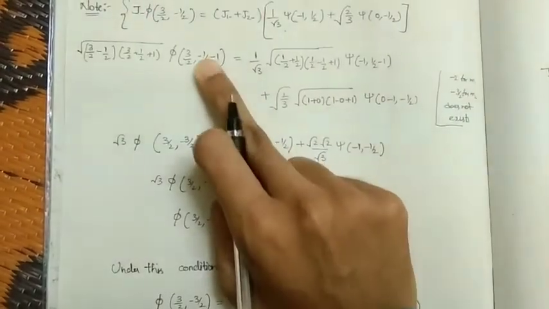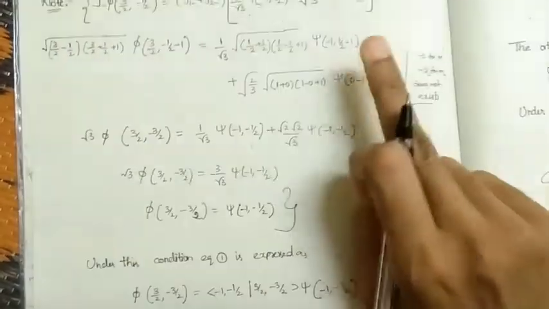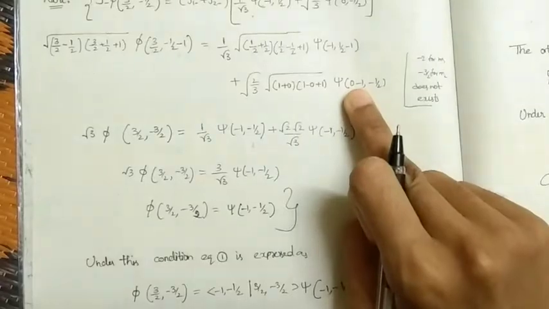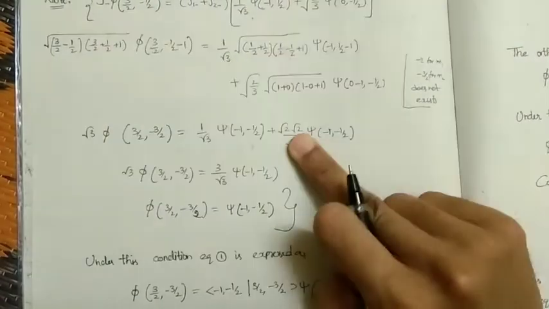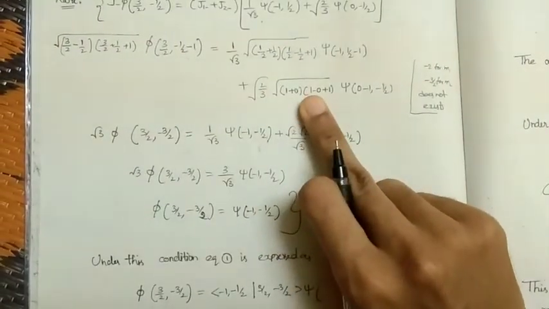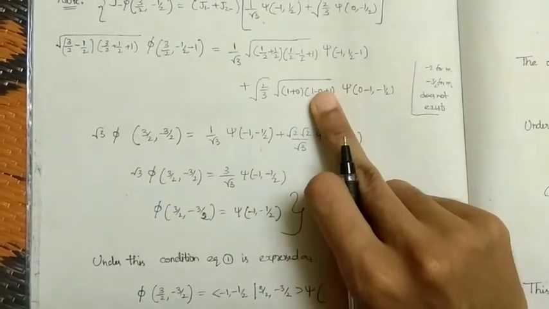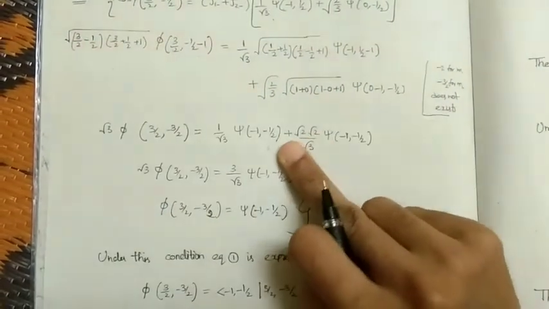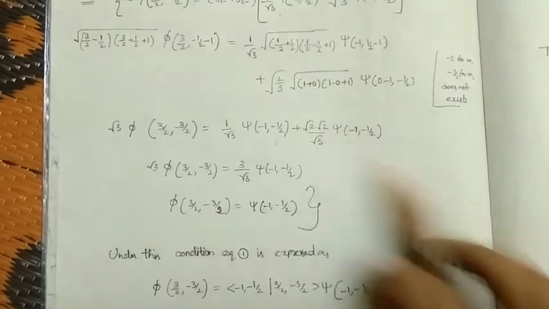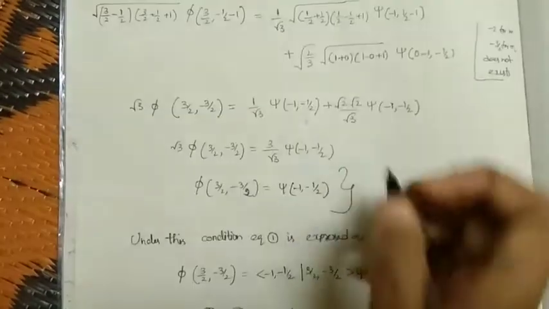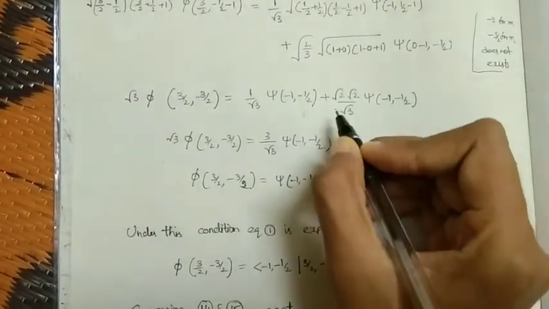Here also minus half comma minus 1 is minus 3 by 2. And here if we see, 0 minus 1 minus 1 minus half would remain the same, and 1 plus 0, 1 minus 0 plus 1 is root 2. So root 2 we would have root 2 by 3 root into root 2. And next thing is root 2 into root 2 is 2.